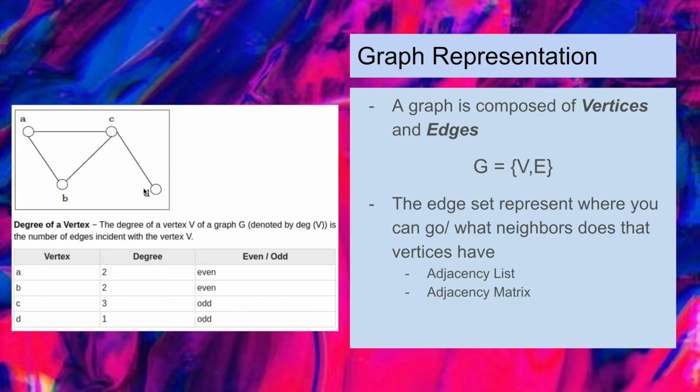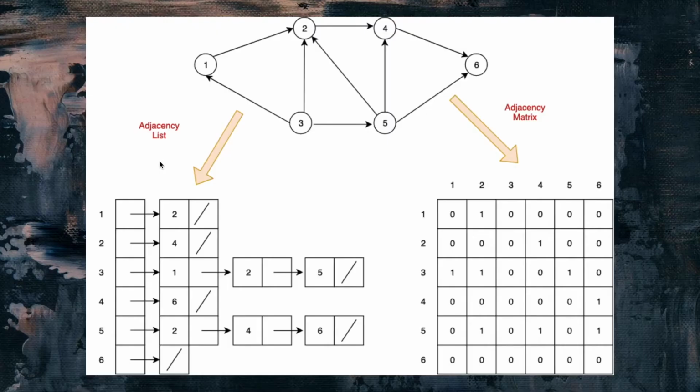The degree is just how many edges are connected to that vertex. So the vertices set doesn't really get too complex. It just lists the vertices. But the edge set, we can get a little fancy with it. And there's two main ways to describe the edges. We have an adjacency list and an adjacency matrix.